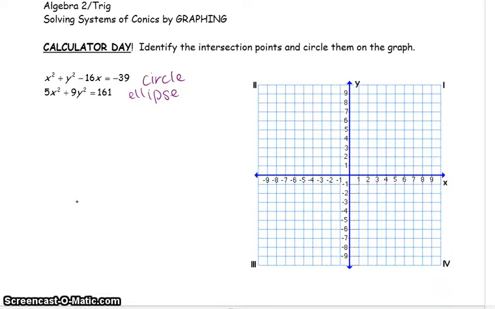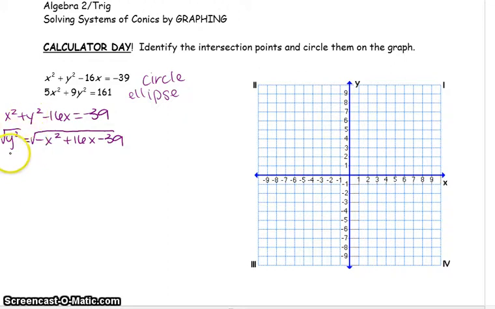Okay? So our second step is to get y by itself. If we're working with our circle equation, we have x squared plus y squared minus 16x equals negative 39. We need to get y by itself, so let's move everything else to the other side. So we'll have y squared equals negative x squared plus 16x minus 39. And our y is being squared. To undo that, we take the square root of both sides.